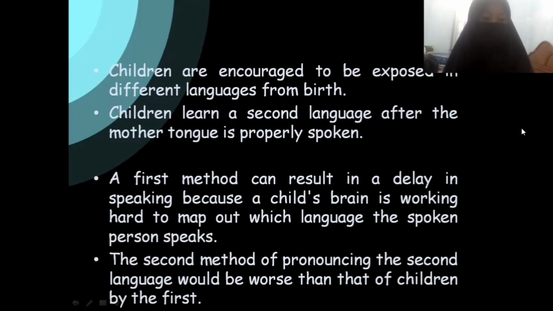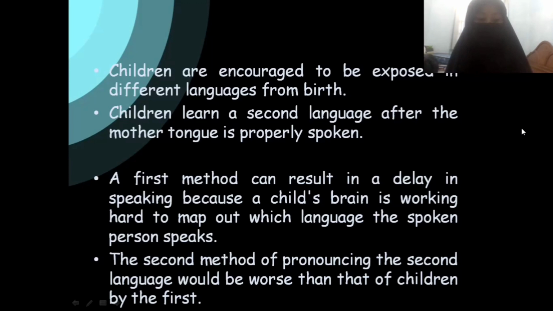Okay, there are two opinions on the acquisition of a second language. First, children are encouraged to be exposed to different languages from birth. Second, children learn a second language after the mother tongue is properly spoken. Both opinions are equally good, yet they remain inadequate. The first method can result in a delay in speaking because a child's brain is working hard to map out which language the speaker speaks. But it doesn't last long.